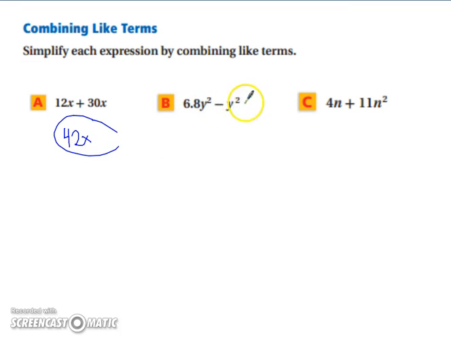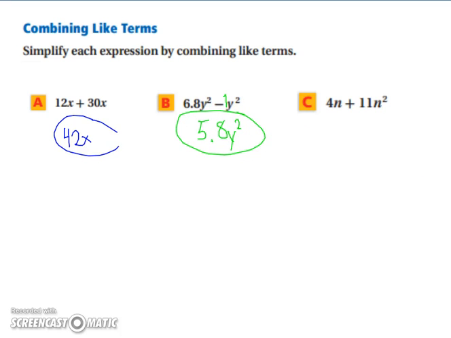We have a y squared term and a y squared. They are like terms, but how do we combine this one? We don't have anything in front of it. Well, we can always place a 1 in front, because if you have a y squared, how many of them do you have? One of them. So now we have 6.8y squared minus 1y squared. 6.8 minus 1 gives you 5.8y squared.